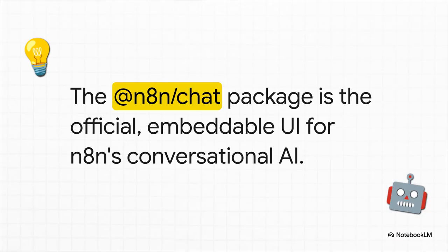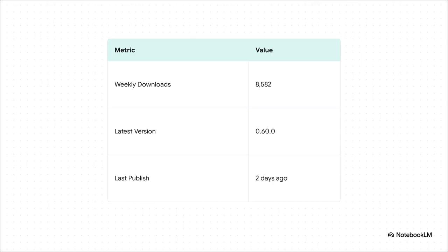And that, my friends, brings us to the solution, the @n8n/chat package. This is N8N's official answer to this exact problem. It's the perfect little bridge to connect your powerhouse of a backend with your end user. And hey, don't just take my word for it. These numbers tell you everything you need to know. With over 8,500 downloads a week and updates happening constantly, this is not some dusty, forgotten side project. No way. This is a mature, actively maintained, and battle-tested package you can rely on.